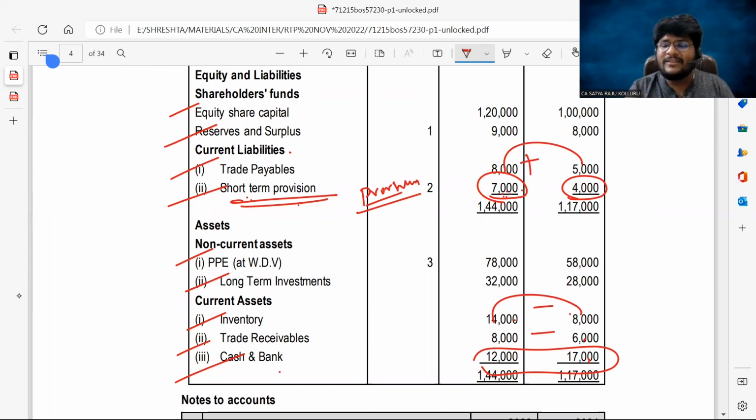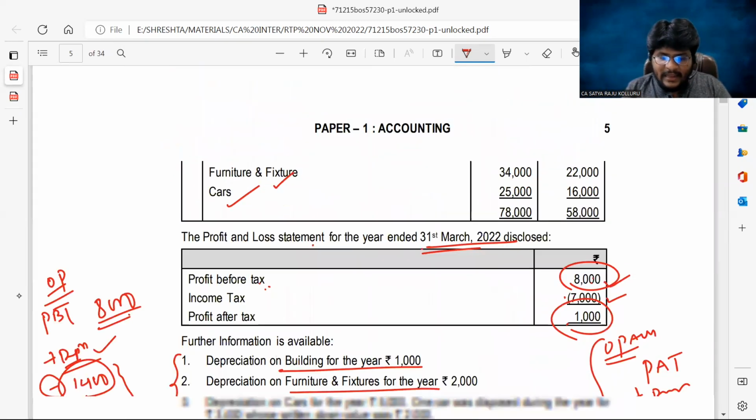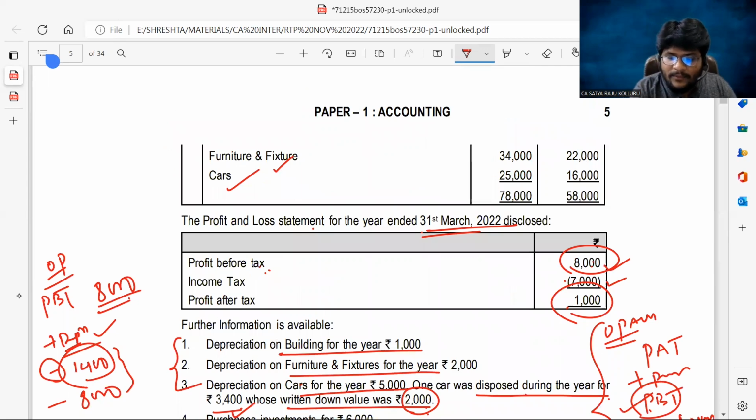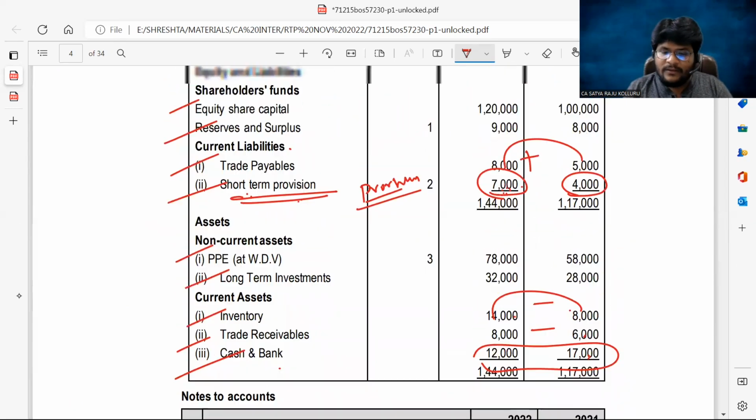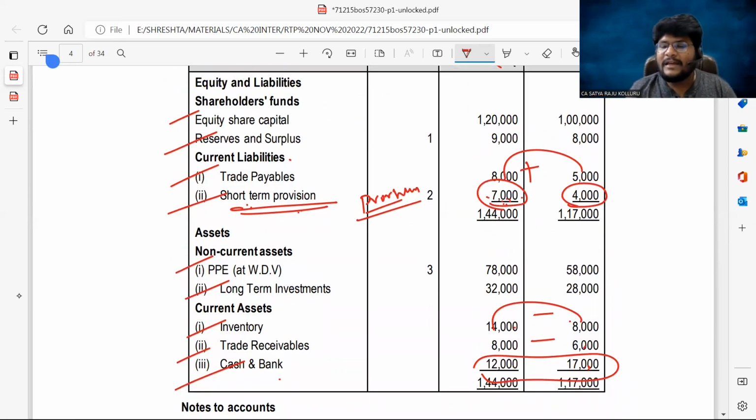Is the entire 7,000 created in the current year, or how much out of this 7,000 was created in the current year? It was clearly given below. If you observe, the income tax provided in the current year was 7,000. That means the entire 7,000 is related to the current year only.